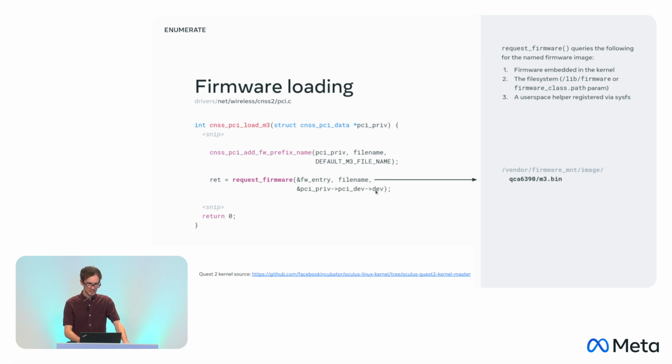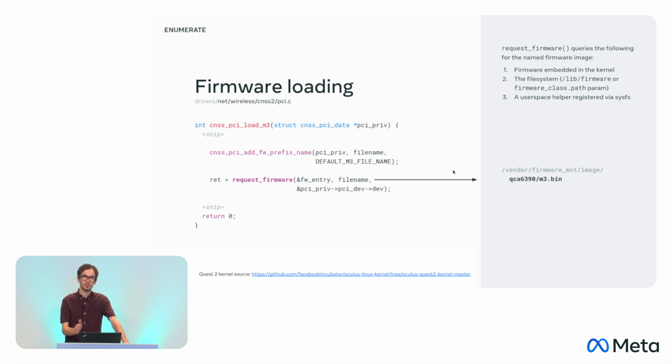In this case, it isn't a hard-coded string. It actually comes from elsewhere, but if you do a little tracing of the code, you can see it resolves to this string in black, QCA6390/m3.bin. You can just look on the file system, because that's what the kernel does, and go through all the search paths, and on Quest 2 you'll find that it exists in this directory, vendor firmware mount/image. If you get lucky and find a driver that loads firmware every time it starts, then it's very easy to obtain the firmware. You've done the next step for free because you can just read it off the file system.